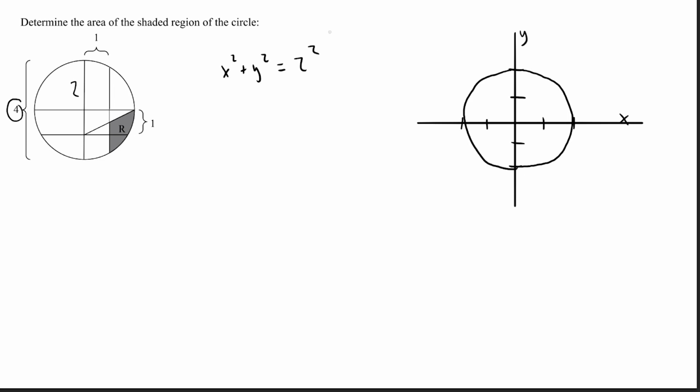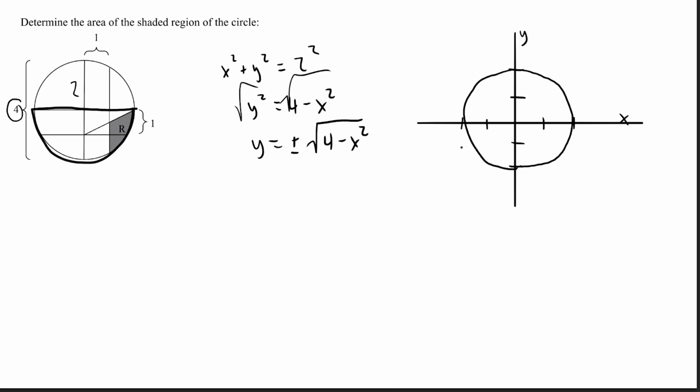So now to isolate for y, we can subtract x squared from both sides, and we get y squared equals 4 minus x squared. And then taking the square root of both sides, we get y equals plus or minus square root of 4 minus x squared. However, because we only need the bottom portion of the circle, because as you can see over here, we're only going to be working with this area, so we only need the negative part of the curve. So y equals negative square root of 4 minus x squared.